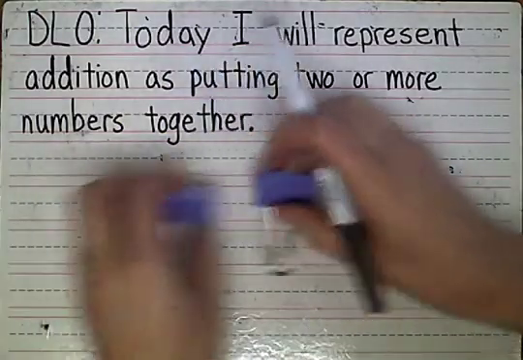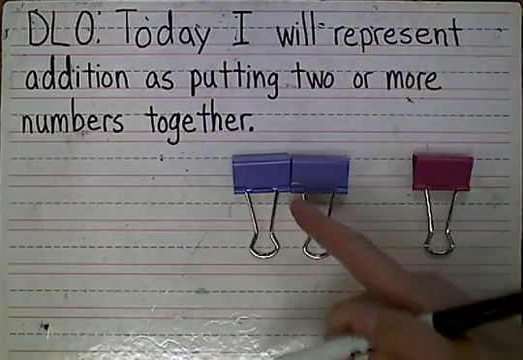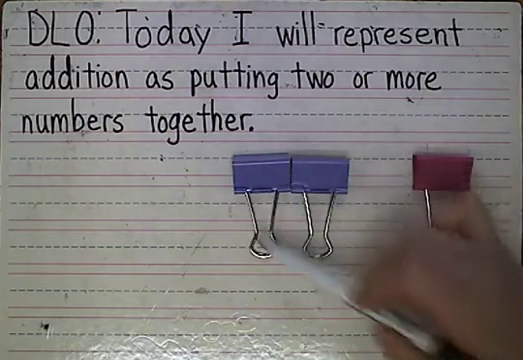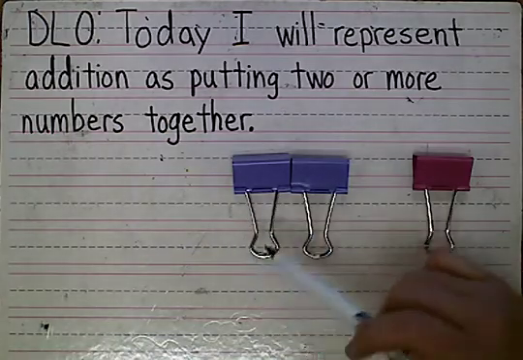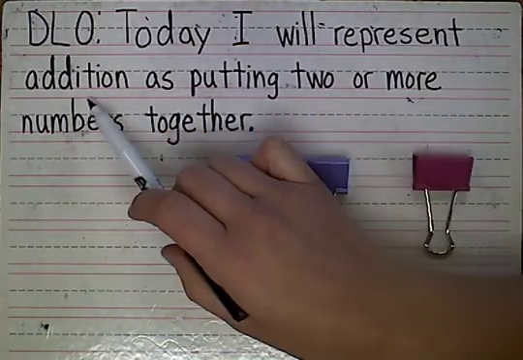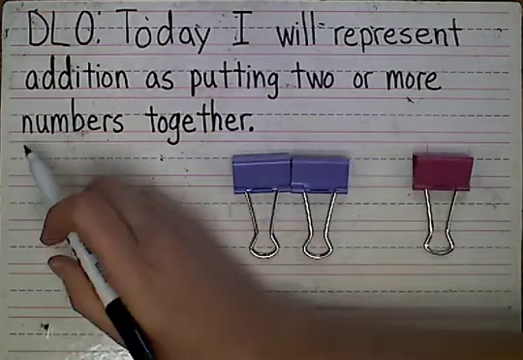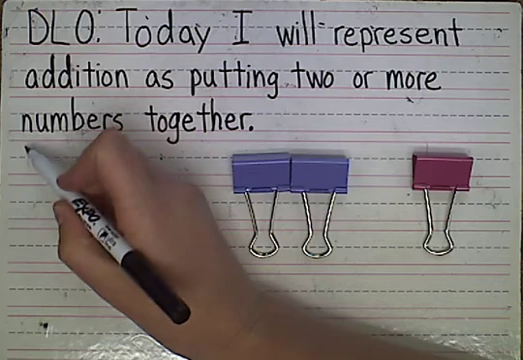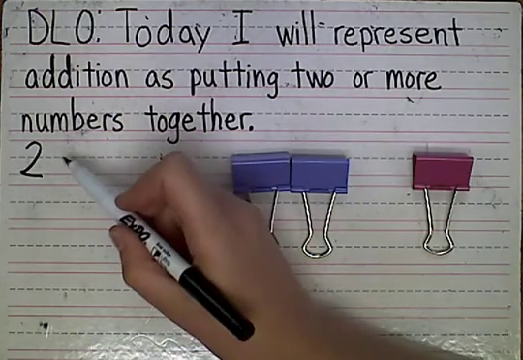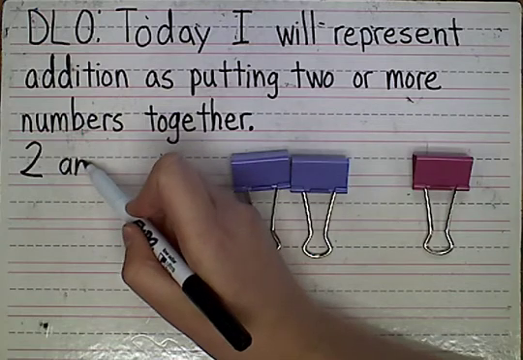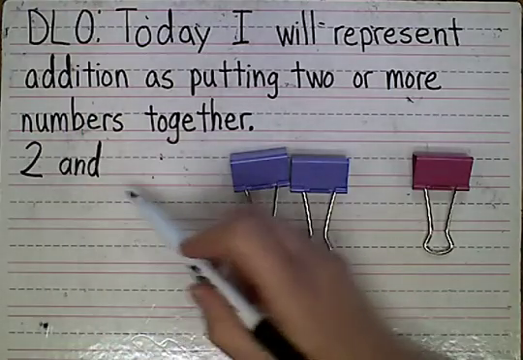So let's start off with my favorite color. Purple. Purple is my favorite color. How many objects do I have right here? Let's count. 1, 2. So if I were to represent addition using numbers, I'm going to write this number. 1, 2. I'll start right here. 2 is candy cane foot. 2 and A-N-D, and, I can spell and. 2 and blank.